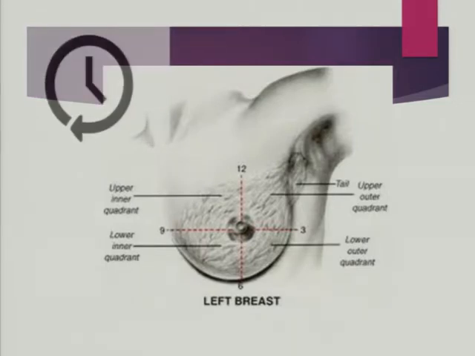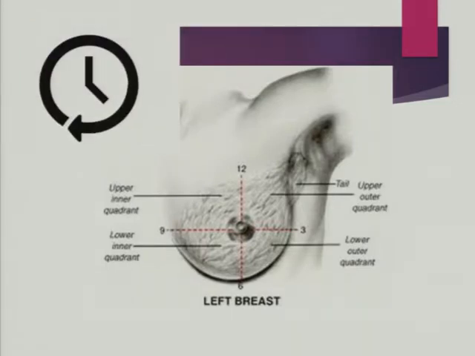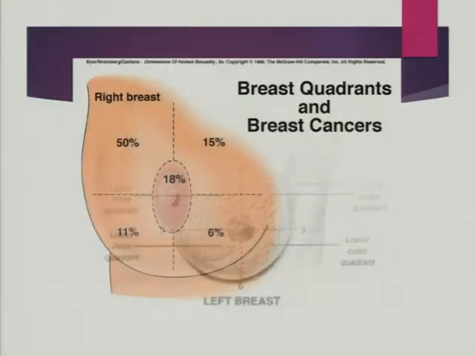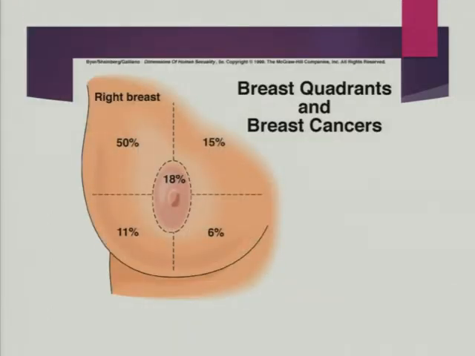For topographical purposes, and in order to reproduce reports between colleagues, we have this clockwise topography of the breast. So we tend to describe the breast in 4 quadrants, using the nipple as the center of it. We have the upper outer quadrant, upper inner quadrant, lower inner quadrant, and lower outer quadrant. And we all remember that this is the right breast.